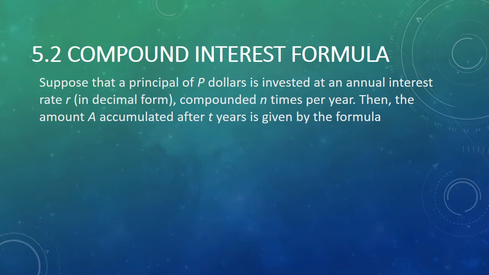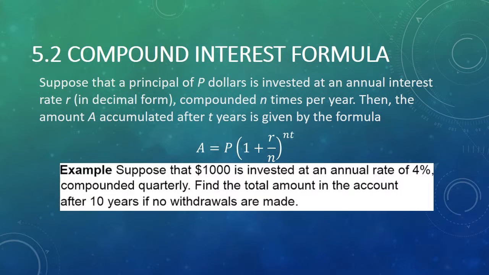Then the amount A accumulated after T years is given by the formula A equals P times (1 plus R over N) to the NT. So principal times 1 plus the rate over the number of times compounded, to the power of the number of times compounded times the number of years.